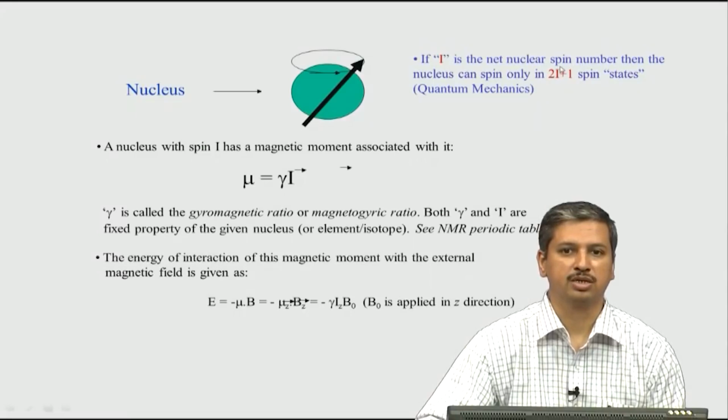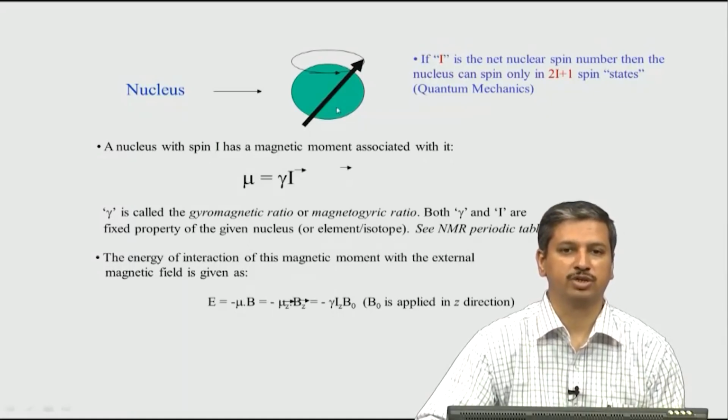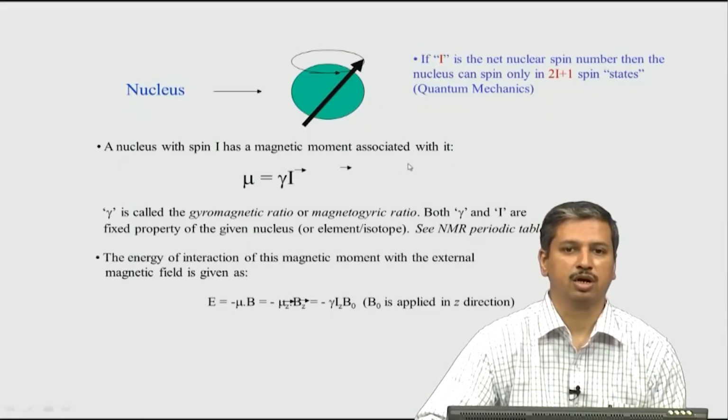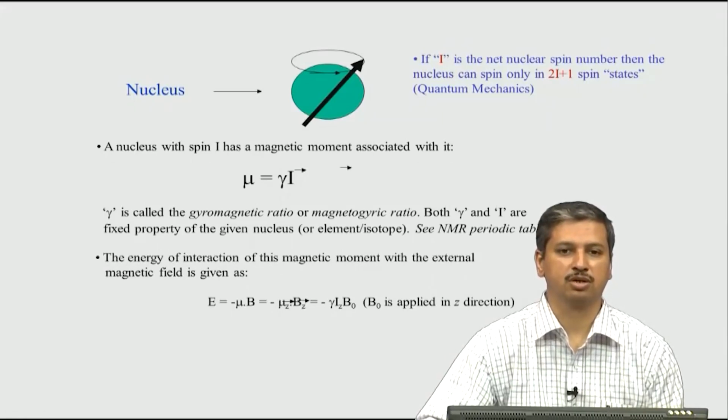For example, suppose I is equal to half, which is the case for protons or hydrogen. Then if you multiply 2 into half plus 1, it becomes 2. So, that means a hydrogen nucleus, which is a proton, has 2 spin states, given by either plus half or minus half. So, this Iz has 2 possible values: Iz can either be plus half or minus half for a total spin I equal to half.